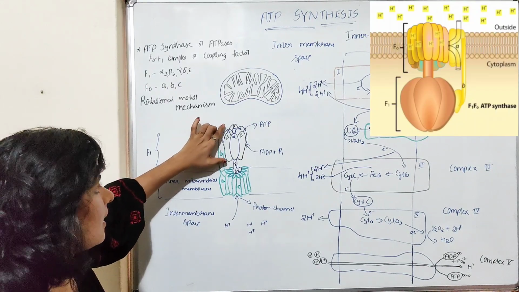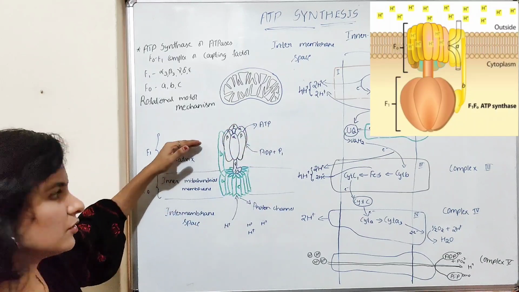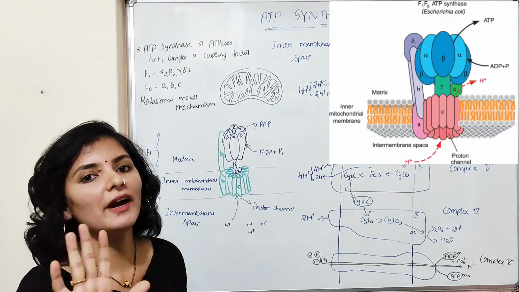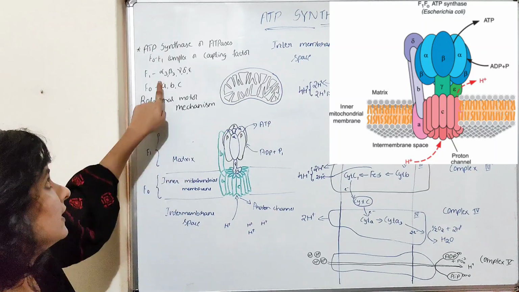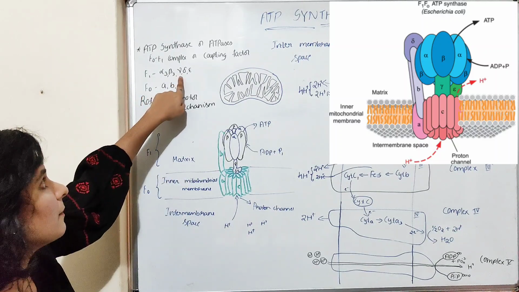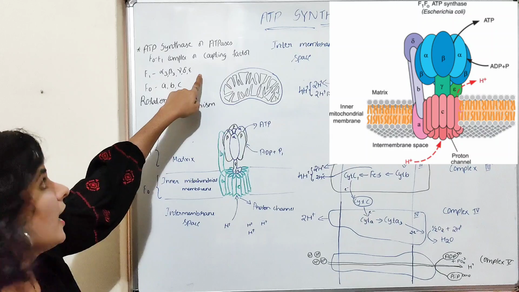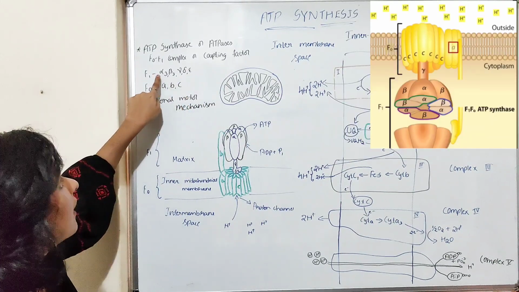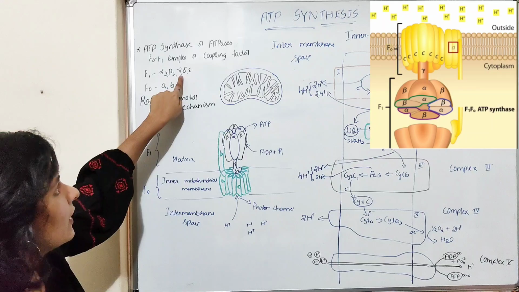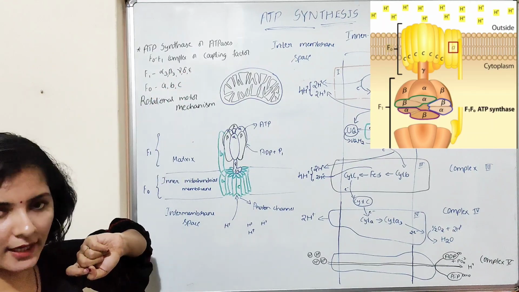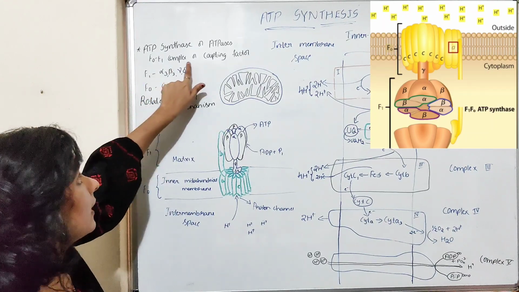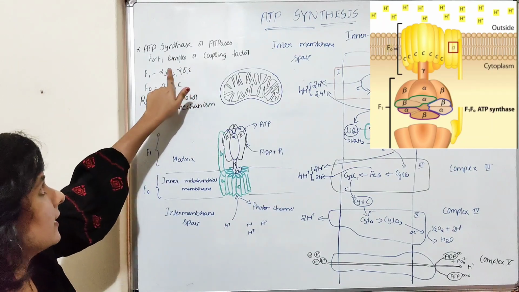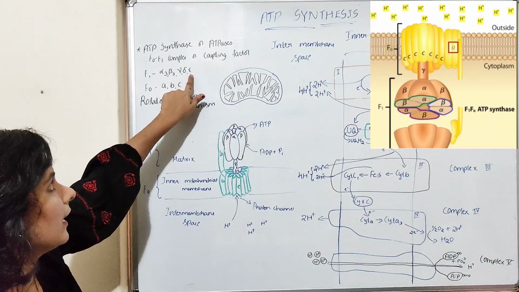So this is the F1 headpiece which protrudes into the matrix region, and this F1 headpiece is made up of mainly 5 different types of polypeptide, that is alpha, beta, gamma, delta and epsilon, and these polypeptides are in the ratio of alpha 3, beta 3, 1 gamma, 1 delta and 1 epsilon. So in total there are 9 polypeptides and 5 different types, that is alpha, beta, gamma, delta and epsilon.